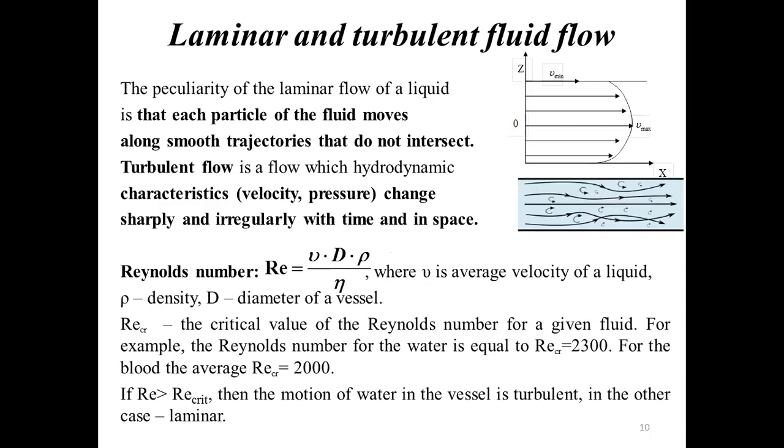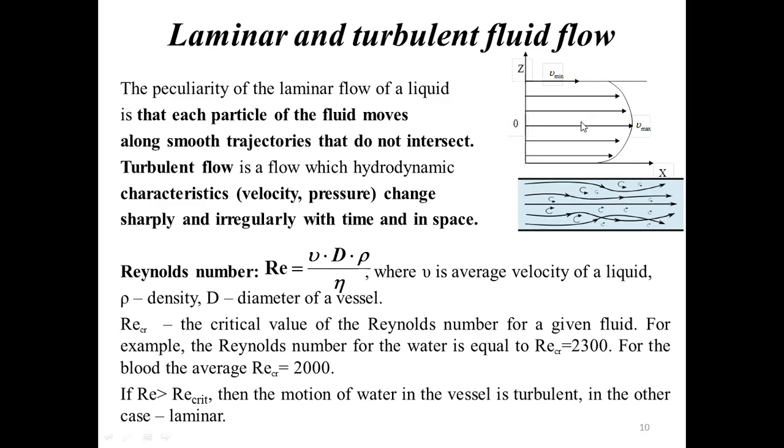When we consider the peculiarities of fluid flow, we come to the notions of laminar and turbulent fluid flow. The laminar flow of liquid is that where each particle of fluid moves along smooth trajectories that do not intersect. Turbulent flow is the flow in which hydrodynamic characteristics such as velocity and pressure change sharply and irregularly with time and in space.